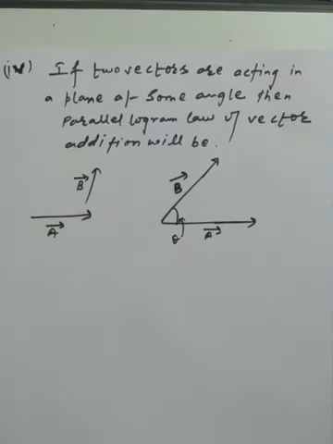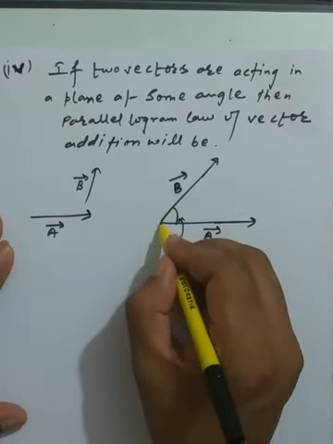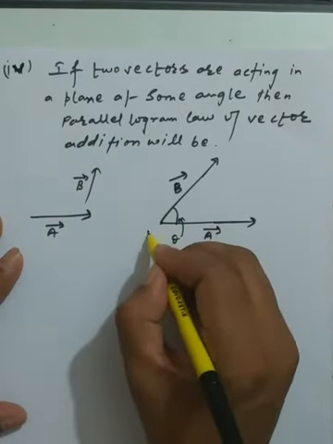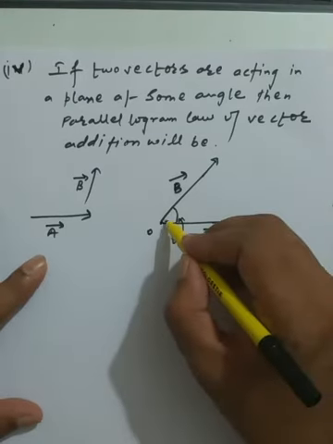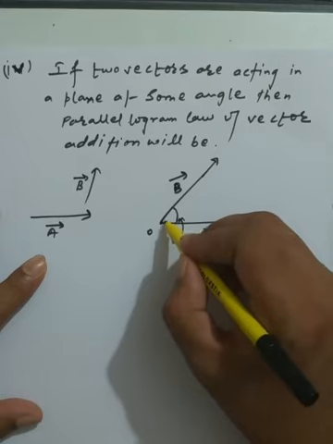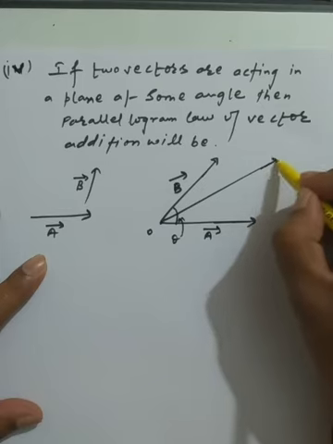Now the parallelogram law of vector addition states that if two vectors are represented in magnitude and direction by the two adjacent sides of a parallelogram originating from the same point, then the resultant can be represented by their diagonal, which also originates from the same point. So we are putting the diagonal here as the resultant.